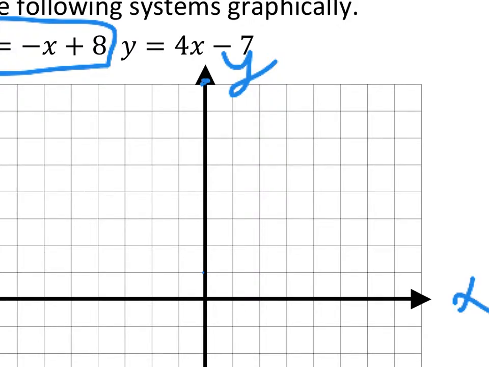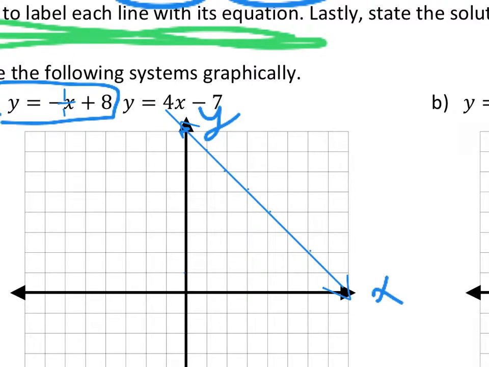I'm then going to move with my slope. So my slope is negative x, or negative 1 over 1. So I'm going to go down 1 over 1. So once you connect your points, you should have a downward negative slope. Remember again, we have to label it. So just near it, I'm going to write y equals negative x plus 8.